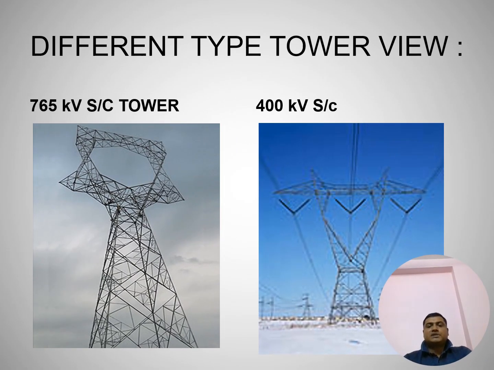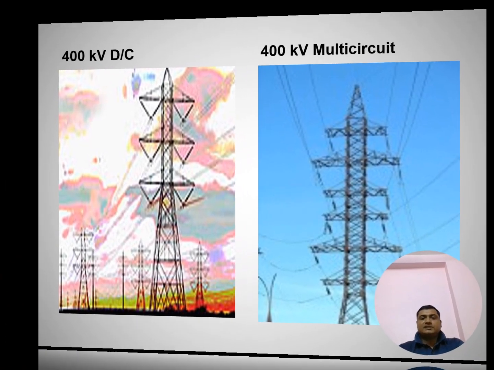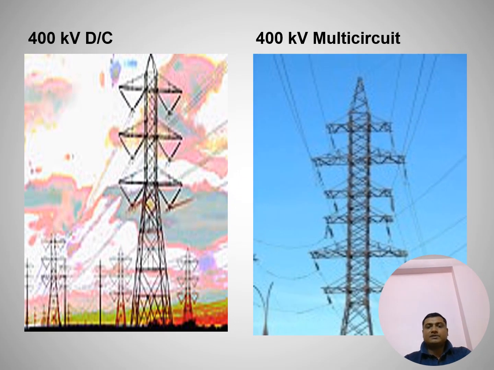Now I am showing some pictures of different types of towers. The first picture is of a 765 kV single circuit tower. The second picture is a 400 kV single circuit tower. Next one is the 400 kV double circuit tower, and the last one is a 400 kV multi circuit tower.